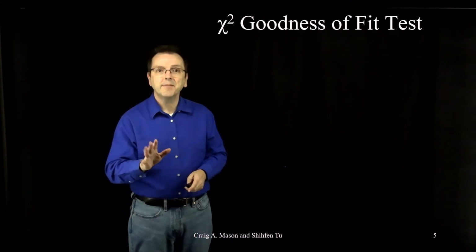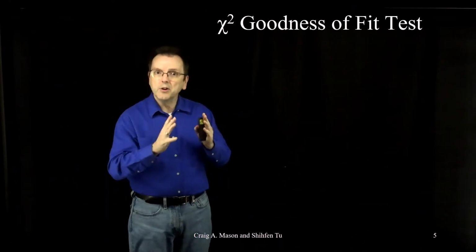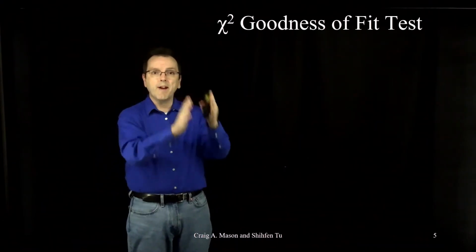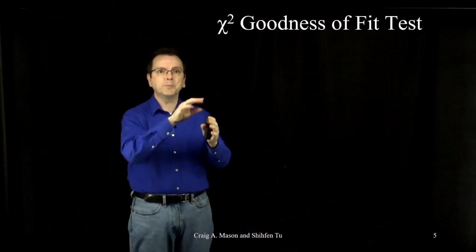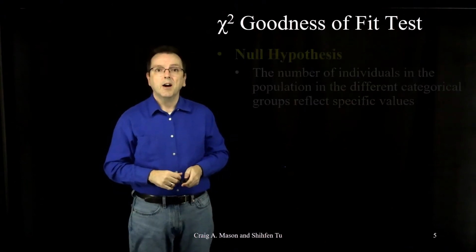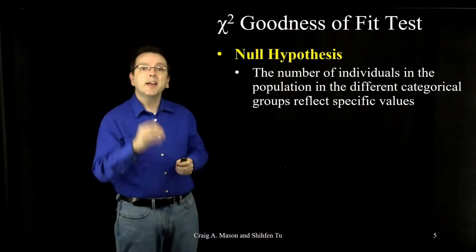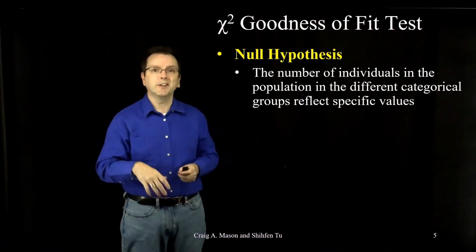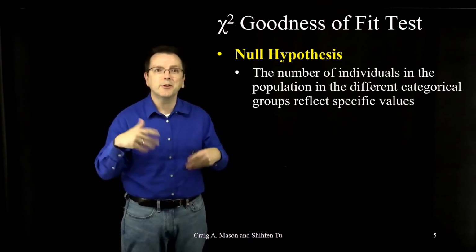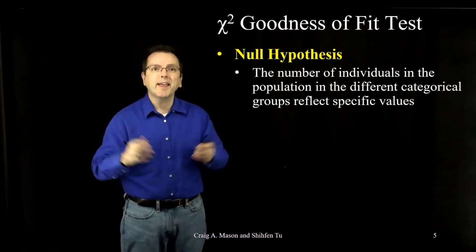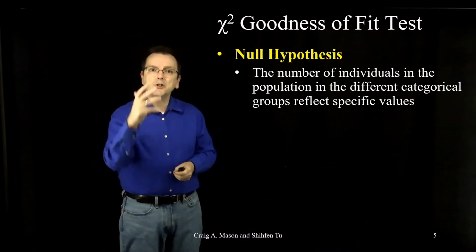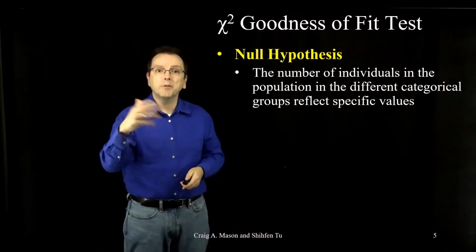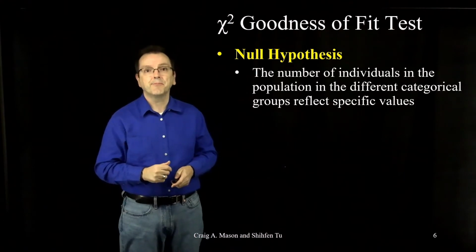Now, as I said, in intro stats, when we learn the chi-square goodness of fit test, it's based on a categorical variable that reflects different groups in our population. Our null hypothesis is based on each group reflecting a specific proportion of the population, 10%, 20%, 30%, something like that, right? And our alternative hypothesis is based on at least some of those groups not actually reflecting those proportions.